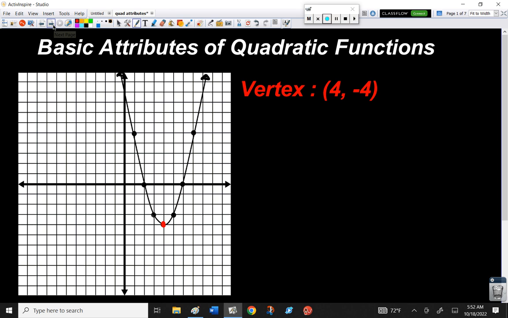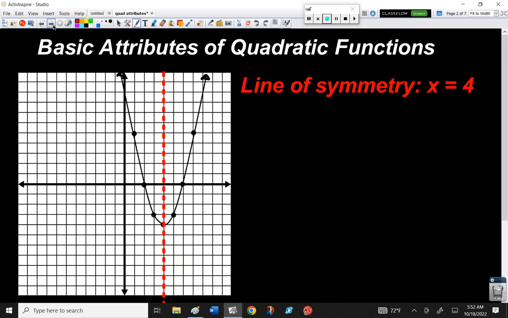The next attribute we'd like to talk about is the line of symmetry. This line, x equals 4, cuts the parabola exactly in half. So everything on the left side looks exactly like everything on the right side. Absolute value graphs had that one too.